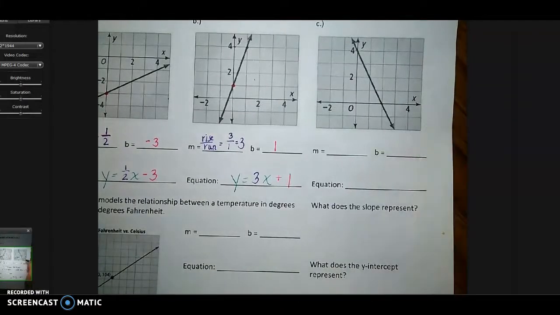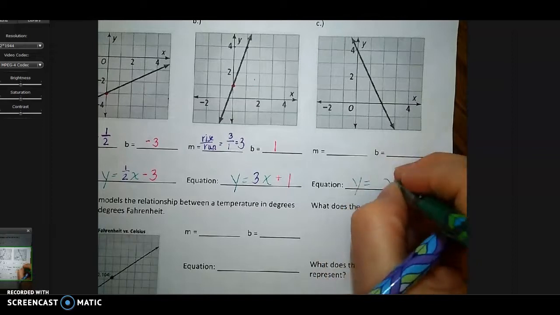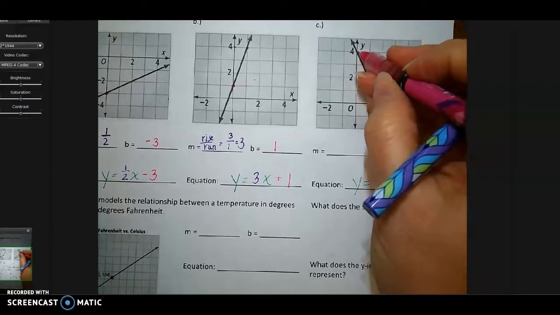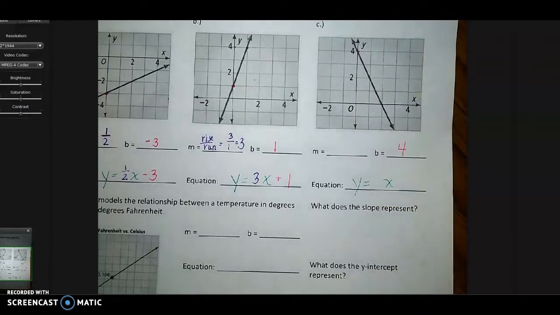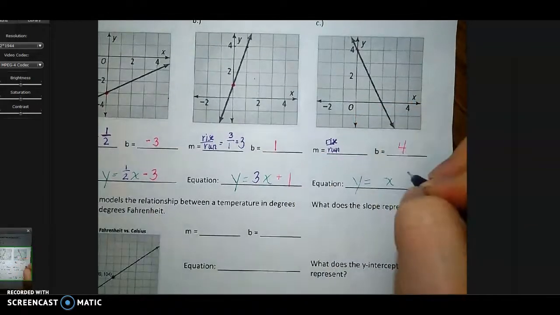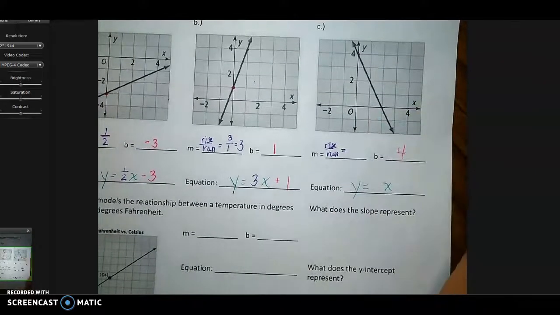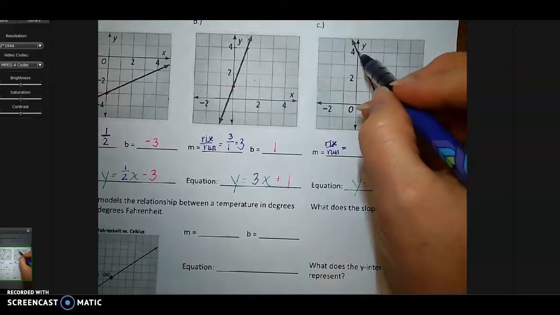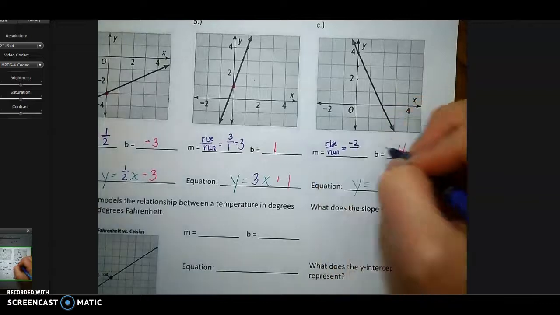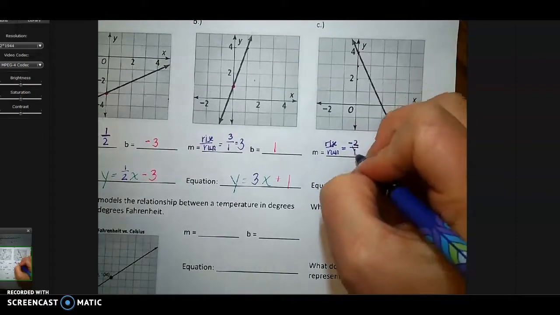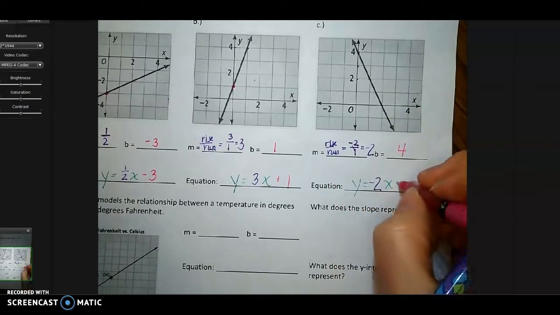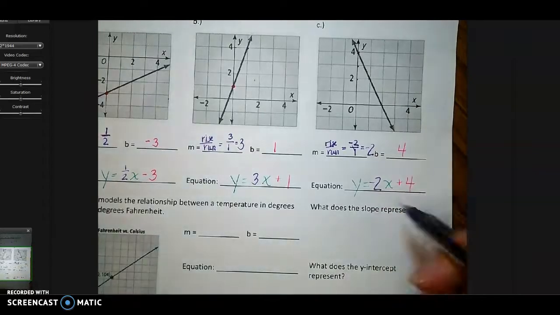For my next one here, I've got my y and I've got my x. I find my y-intercept is at 1, 2, 3, 4. Now my rise over run this time, you notice it's going down. So when it's going down, that means my slope's going to be negative. So when I count down from here to here, I'm going to count down 1, 2. Since I counted down, I think of that as a -2. And then I go over 1, so my slope is -2. So -2x plus 4, and that's the equation that describes that line.